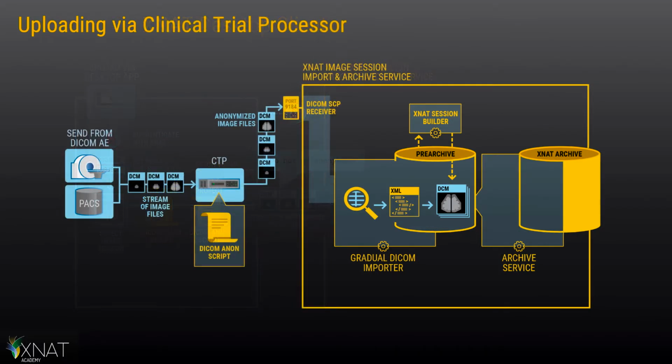If you want to perform client-side anonymization on data coming in from a PACS, you can route that data through the RSNA Clinical Trial Processor, or CTP. The CTP is a standalone Java application with DICOM handling capabilities that you can mount as a DICOM AE. A PACS can send data to your CTP, where a specified anonymization script can be run before securely routing to your XNAT server over HTTPS.